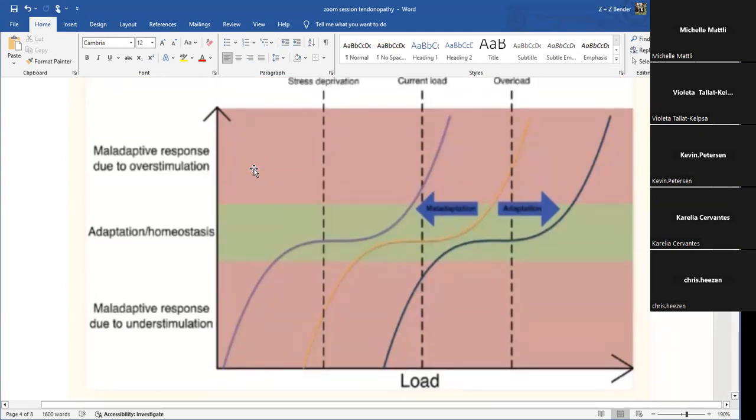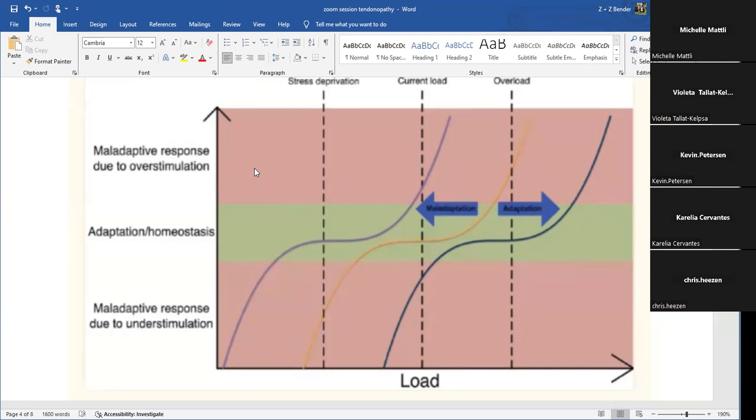Chris, does this curve make sense to you? I see you unmuted. But you've got no voice. Now you're muted again, Chris. Give it another try. Go ahead. No microphone.